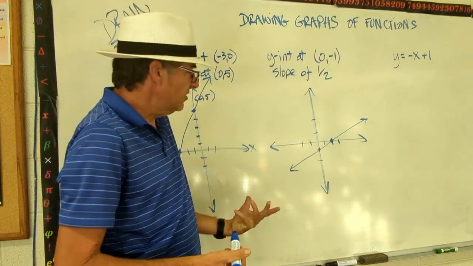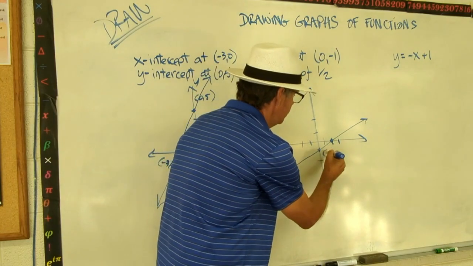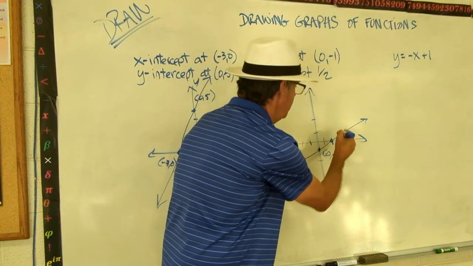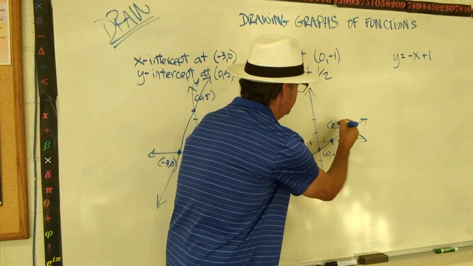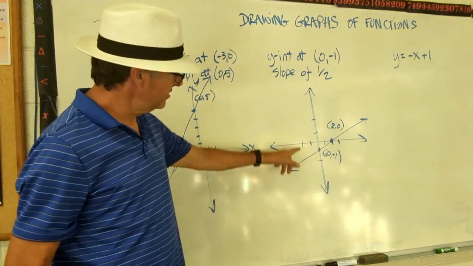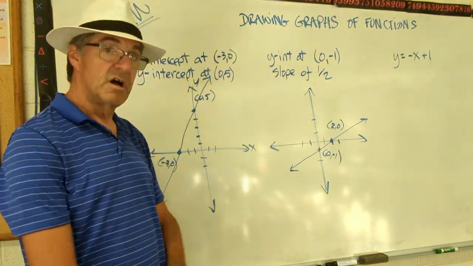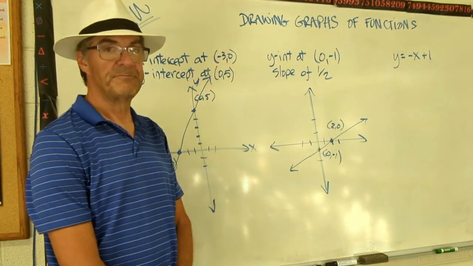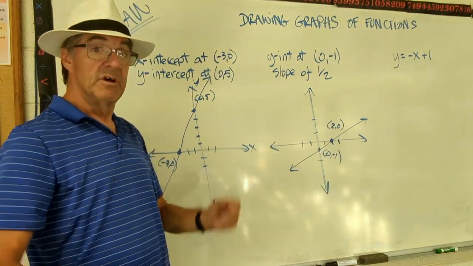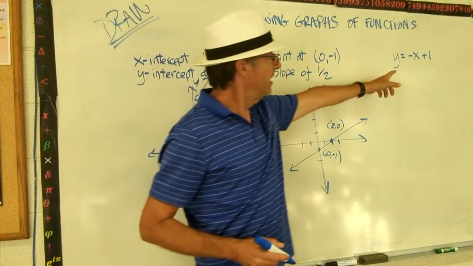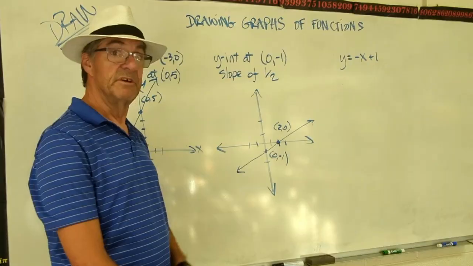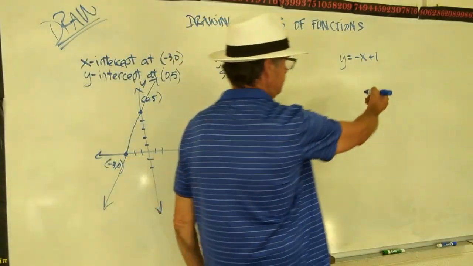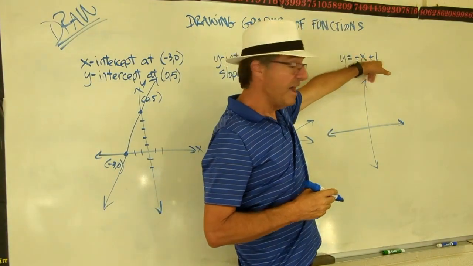If I want to be extra thorough, I could label my points (0, -1), and then this one is (2, 0). But strictly speaking, as long as you've got your tick marks on your axes and they're correct, you don't have to label your points. Okay? All right, so now I want you to pause the video and graph this linear function.